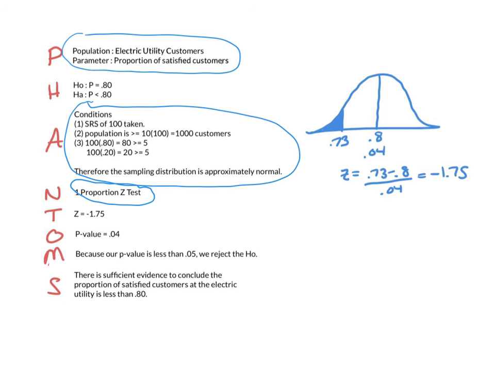And this is how you would get the z-score and the p-value. So this is super important, okay?